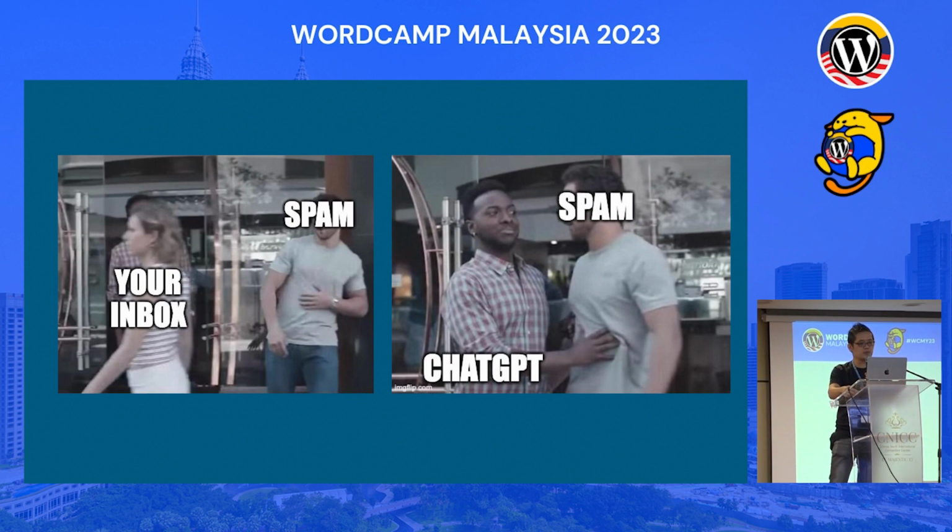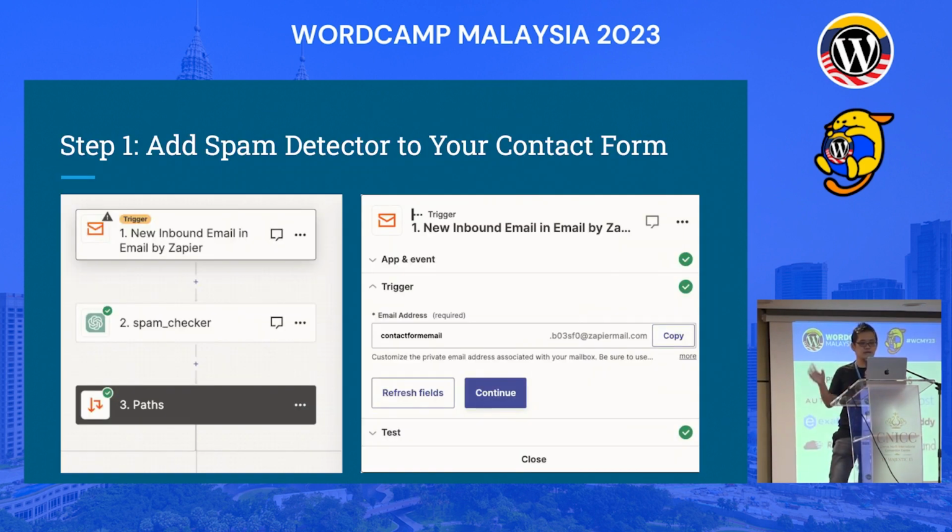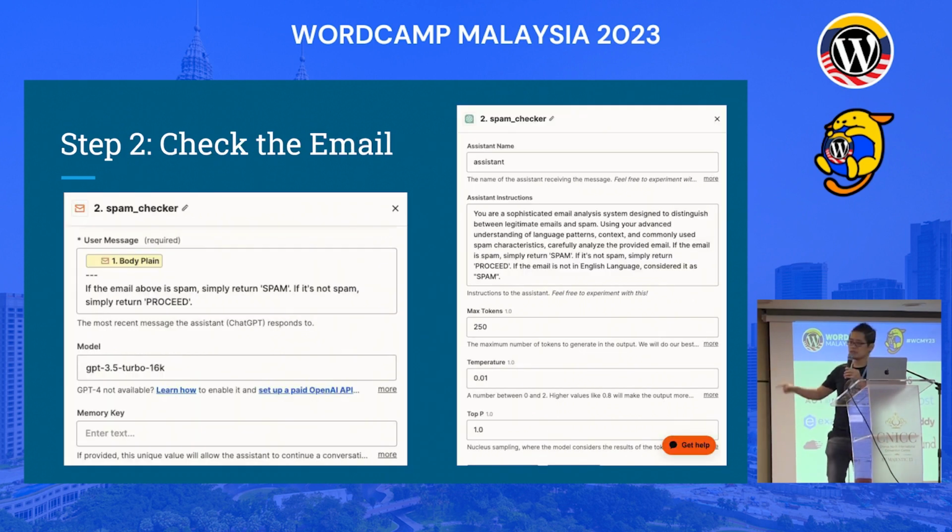So this is what I'm going to show you how to do. Now this one is actually very simple to set up. All you need to do is, Zapier has a function called Email by Zapier, whereby they can give you a specific email. So all you need to do is send all your contact form to this email. Don't send it to your real email yet. You send it to here, then you use ChatGPT to basically classify whether this email is spam or not.